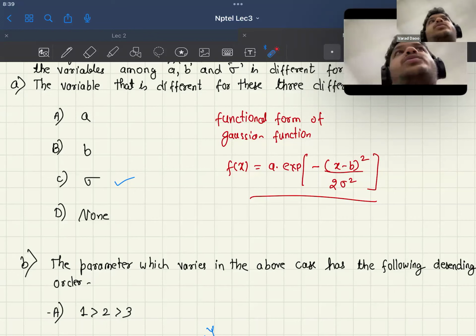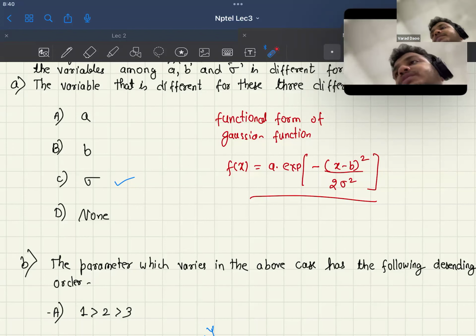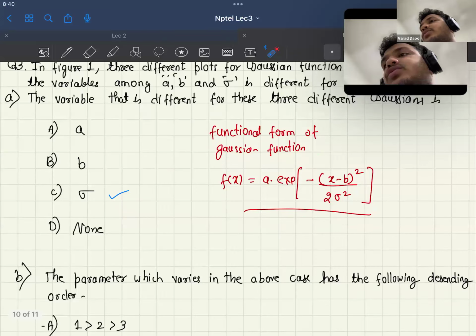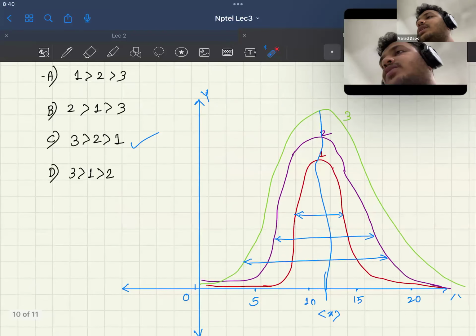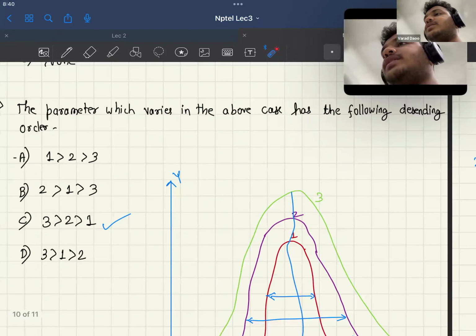I'll write down the question. The next question is also related to some properties of this Gaussian function. There's a proof. I'll tell you what the ask in the question is. This is the function form, and this is representative of this curve.